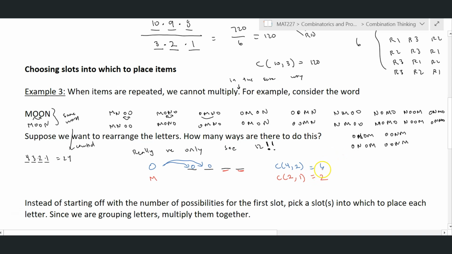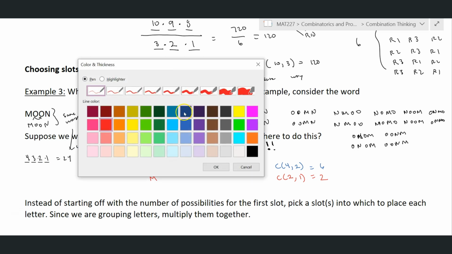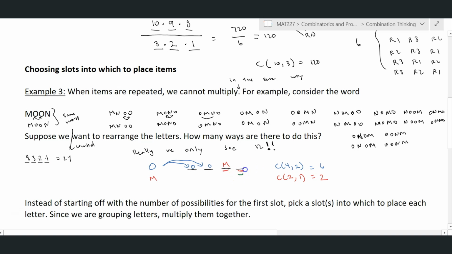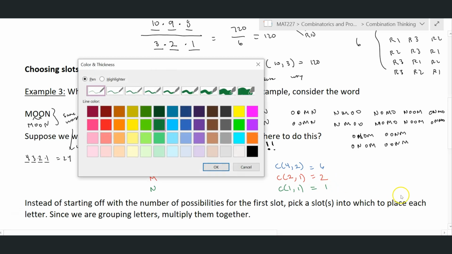So there's 6 ways that I could lay down my 2 O's. Then from what's left, there are 2 ways in which I could lay down my 1 M. Again, it could either be here or here. And let's just say my M goes there. The N is an obvious one because once you've filled up 3 of those slots, there's only 1 left. So it could only go here, but let's do the math on it. From 1 slot, pick 1 slot. There's 1 way to do that.